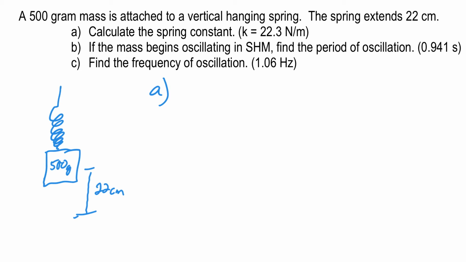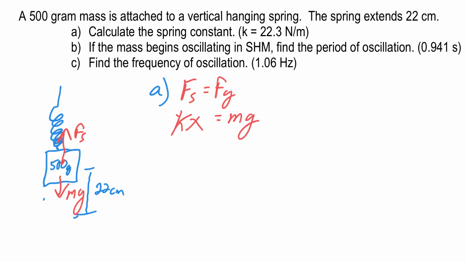So when this drops down, the reason it drops down is because gravity is pulling it down. So there's going to be a force of gravity pulling down here, mg. And then the spring, the farther it pulls down, the more the spring's going to pull back. When we're in equilibrium, those two forces are going to be equal. So the force of the spring is going to be equal to the force of gravity. We know the equation, Hooke's law, is kx. We know the force of gravity is mg.